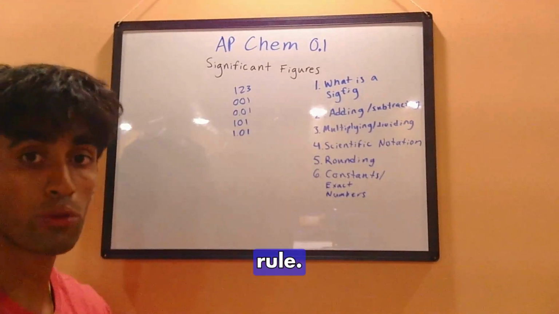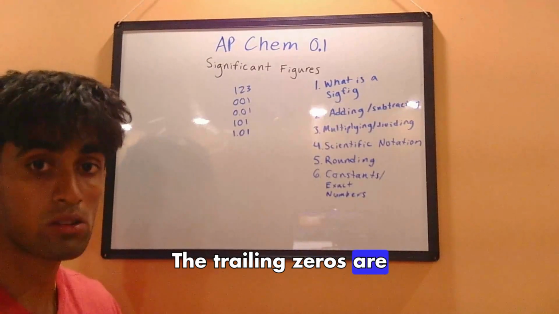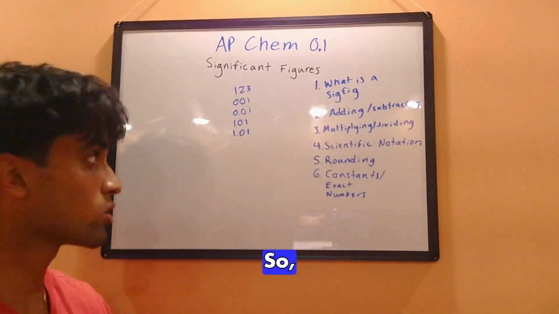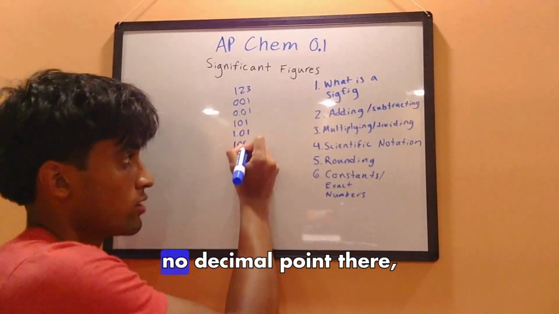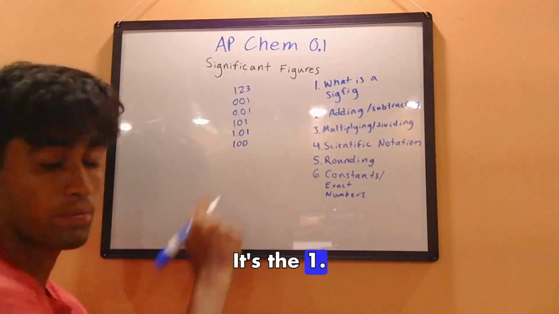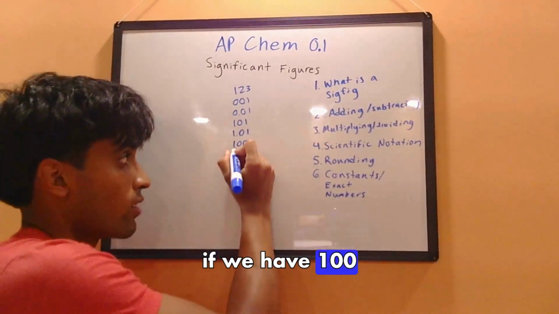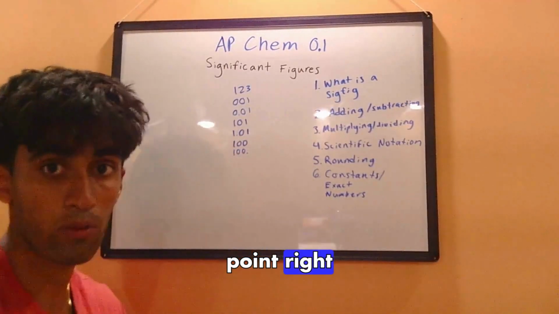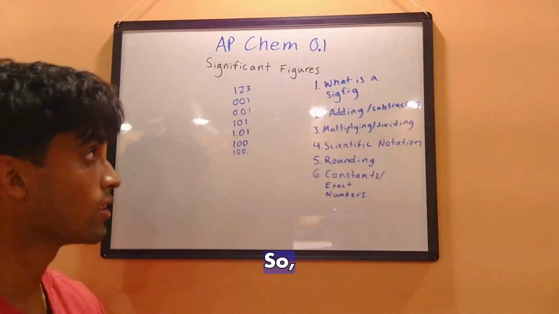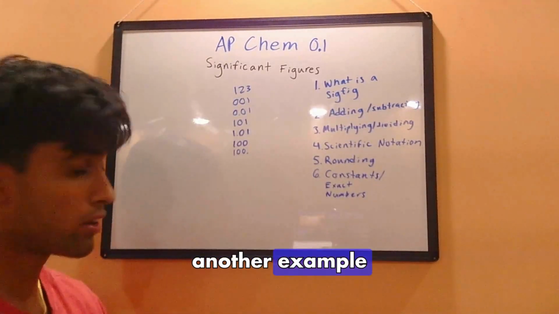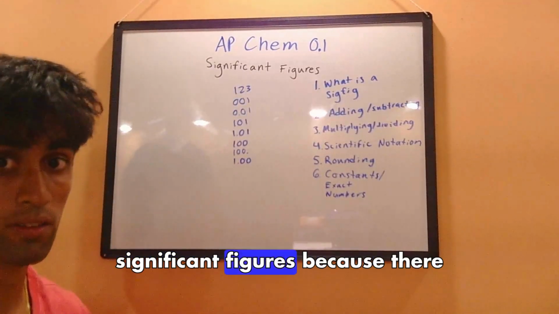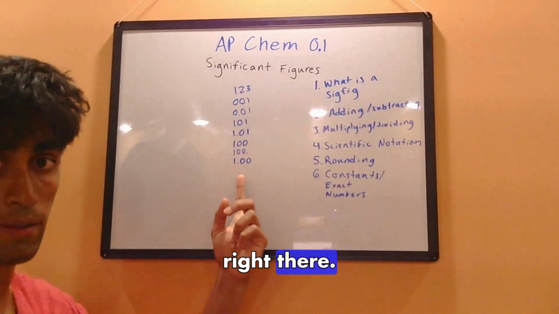Now we get to our fourth rule, that trailing zeros are only significant if there's a decimal point there. So if we have the number 100, no decimal point, that means there's only one significant figure, the 1. However, if we have 100 with a decimal point right at the end of it, nothing after that, that means there's 3 significant figures. Another example we could do is 1.00. There's still 3 significant figures because there is a decimal point right there.